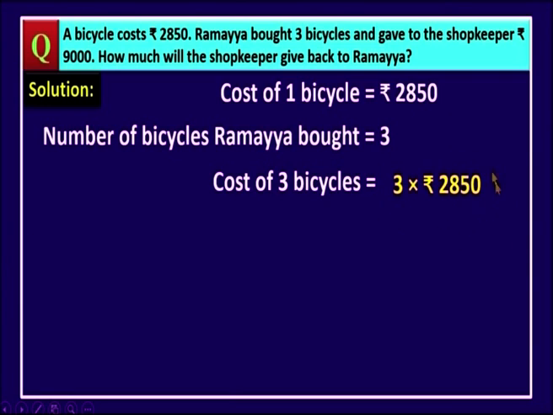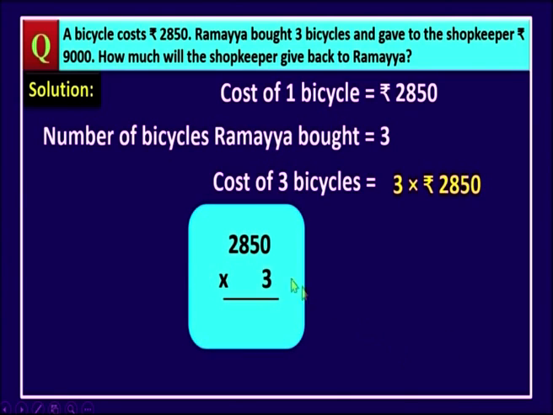Now let us multiply these two numbers, children, as shown here, right? So 3 into 0, 0. 3 5s are 15, 5, 1 carryover. 3 8s are 24 plus 1, 25 again, 2 is carryover there. So 3 2s are 6, 6 plus 2 is, yes, 8. So the cost of 3 bicycles is 8,550 rupees.